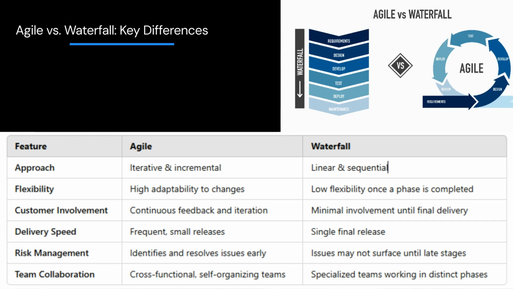Customer involvement: Agile involves customers throughout the process for feedback and iteration. Waterfall usually involves customers only during the initial requirements phase and final delivery. Delivery speed: Agile focuses on delivering working software frequently, whereas Waterfall delivers a complete product at the end. Risk management: In Agile, risks are identified and addressed early with continuous testing. Waterfall may uncover issues late in the process, making them costly to fix. Team collaboration: Agile promotes collaboration between cross-functional teams, while Waterfall involves specialized teams working in clearly defined stages.